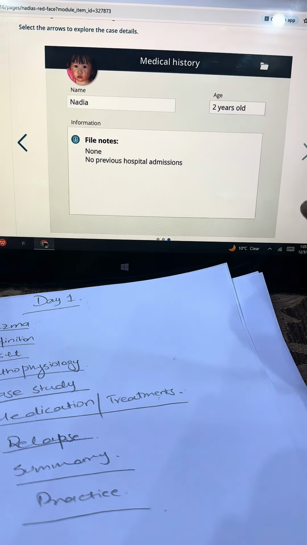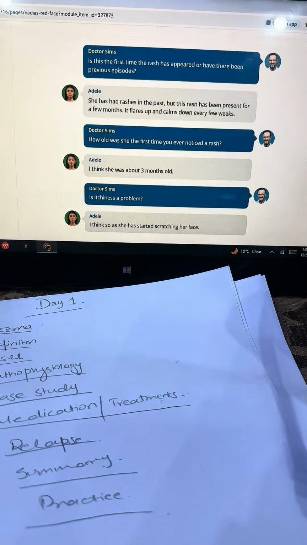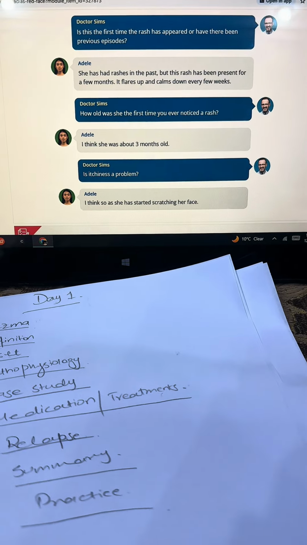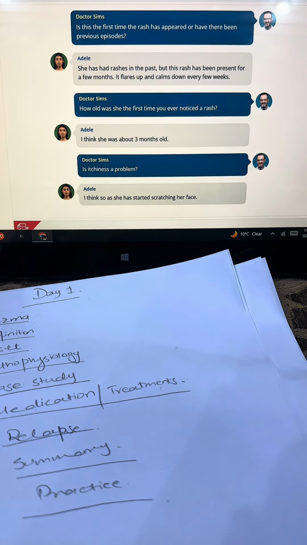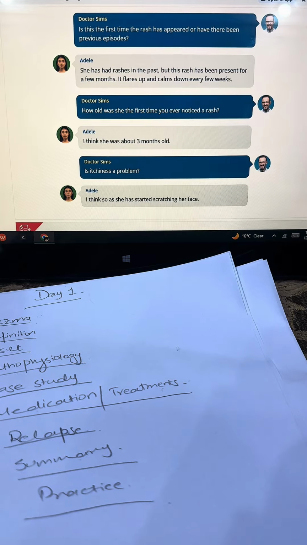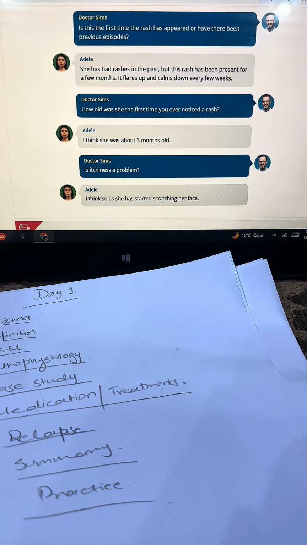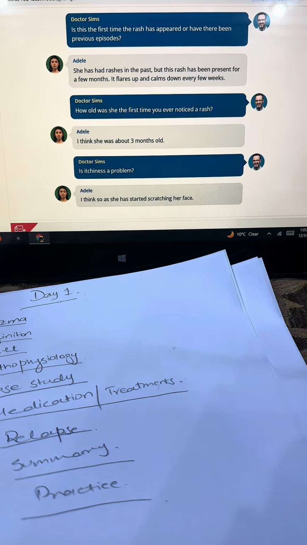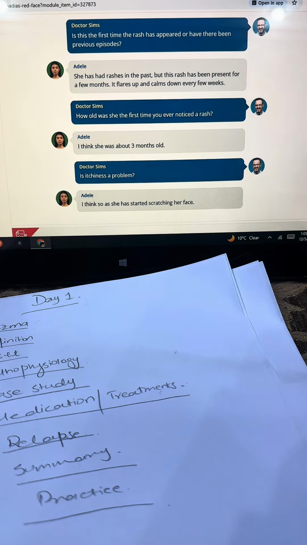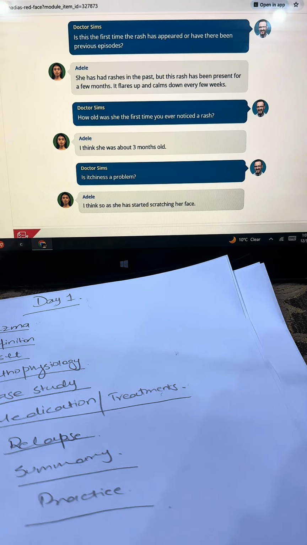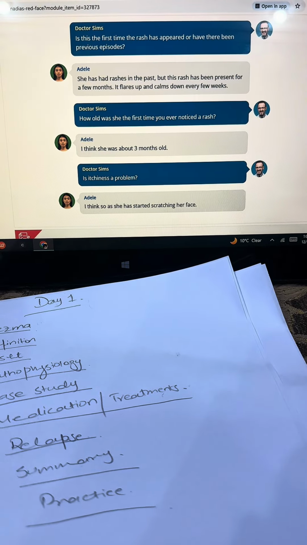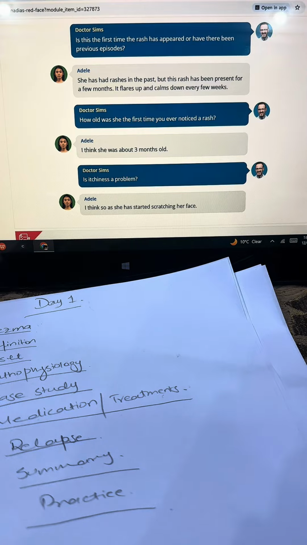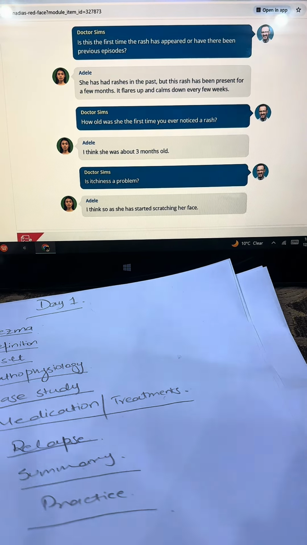There is no previous hospital admission, and there is a good conversation and communication between Dr. Sam and Nadia's mother. You can clearly see he asked about her rash, the onset of the rash, and the associated features like itching.